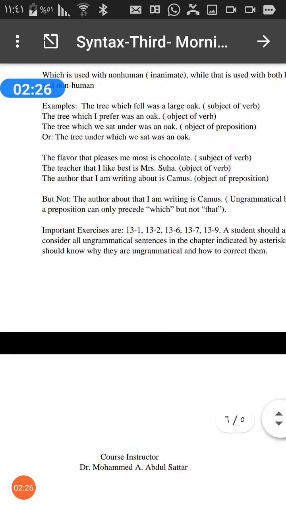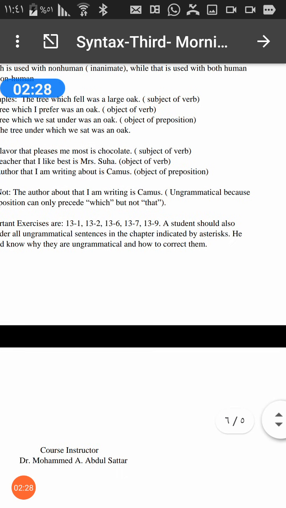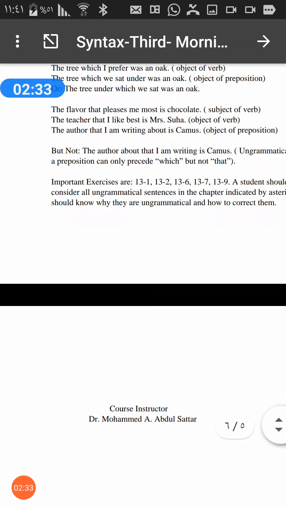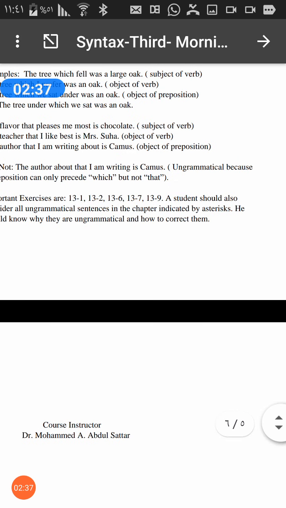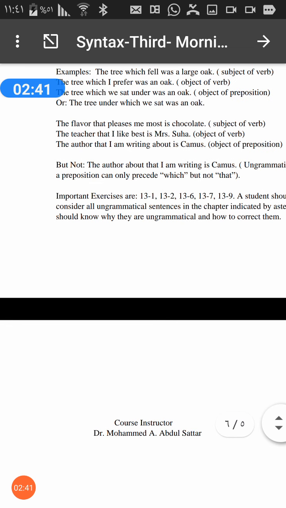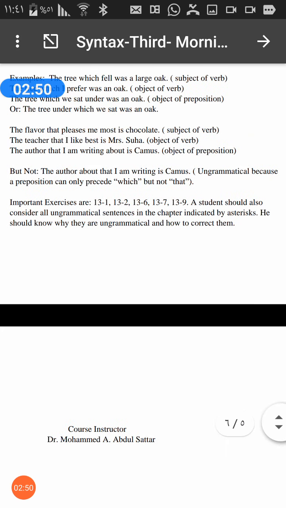Also, a student should consider all ungrammatical sentences in the chapter indicated by an asterisk. There are some ungrammatical sentences here marked with the asterisk. You have to study them and know two things about them. Number one, why they are ungrammatical, and how to correct them.